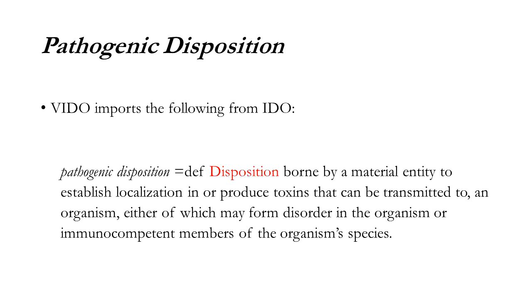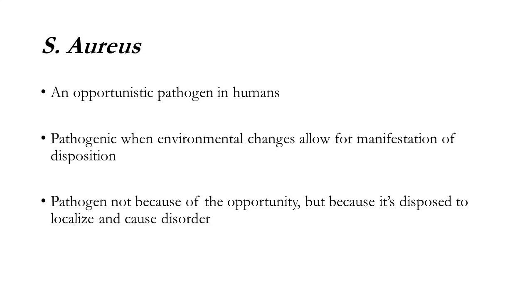Contrast this with salt. If salt were no longer soluble, it would have to do with some change about the lattice structure of salt. The claim here is that pathogenic dispositions are borne by material entities, and they are internally grounded. They're part of the material structure, or owing to the material structure of that material entity. And the dispositions here are to establish, or one of them is to establish, localization in an organism. Now, what does this mean? I'll use an example to illustrate. Opportunistic pathogens. We have lots of these sorts of things in humans. Staphylococcus aureus is a common example.